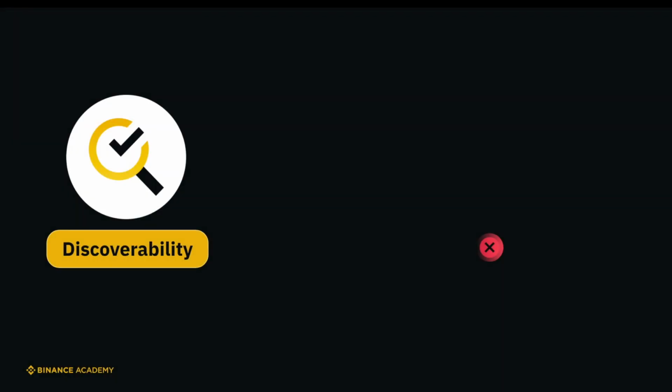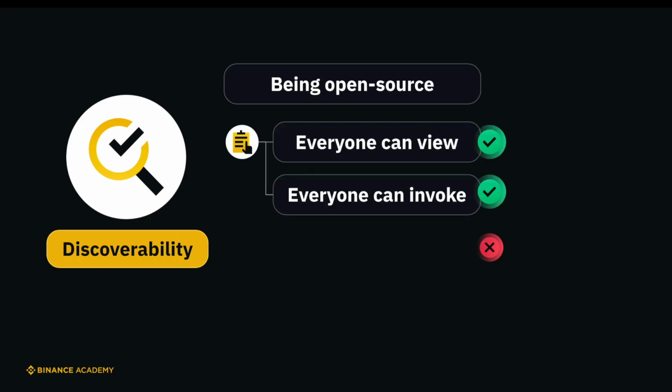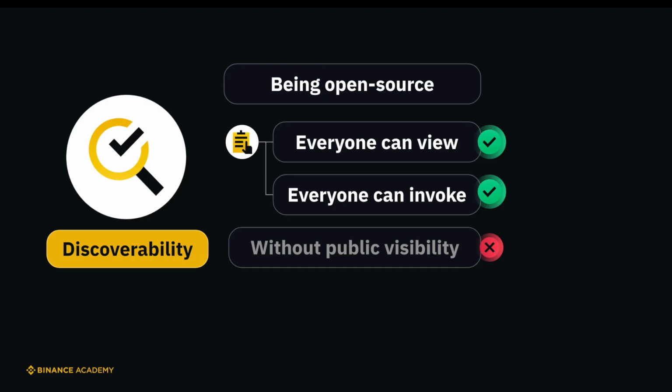Lastly, discoverability emphasizes the open-source nature of smart contracts. They are accessible for everyone to view and invoke. Without this public visibility, developers would be hindered from detecting and interacting with other contracts.